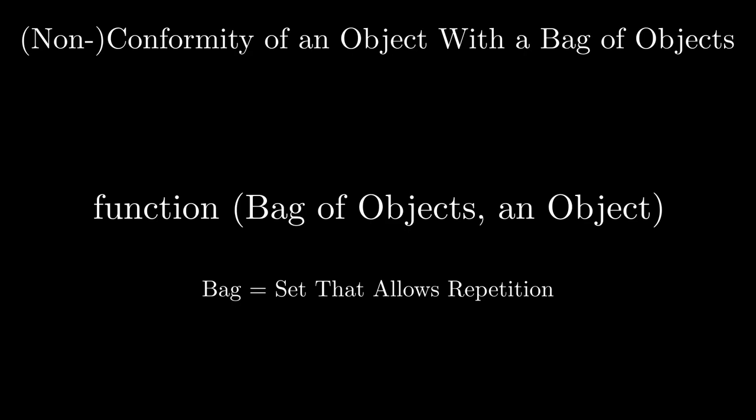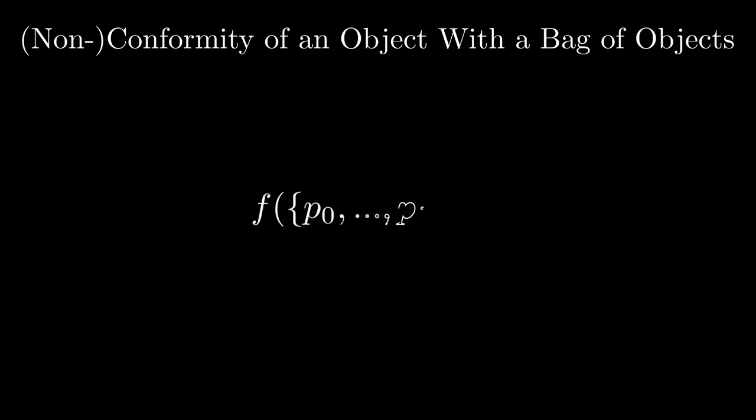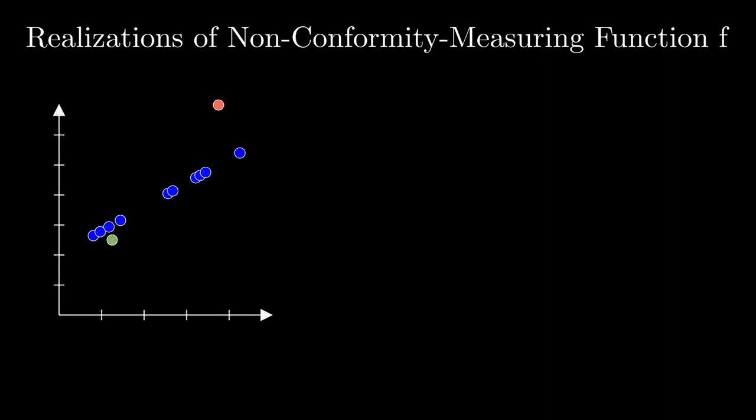In the context of the regression problem, this means a function that inputs a point and a bag of points and outputs the non-conformity between the two. What are possible realizations of this non-conformity measuring function? Let's consider an even simpler regression example, where the majority of points are falling onto a straight line, but there are two additional points that are kinda standing out.